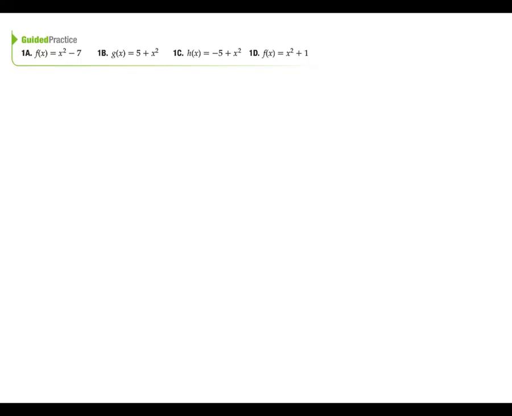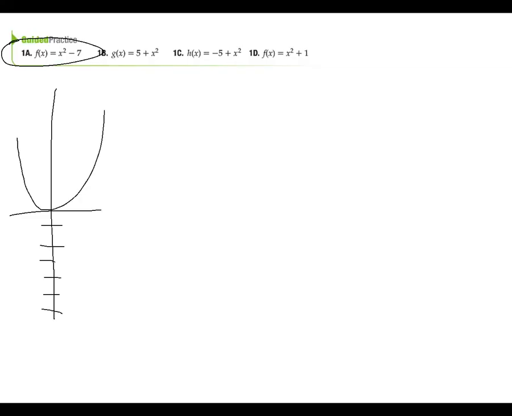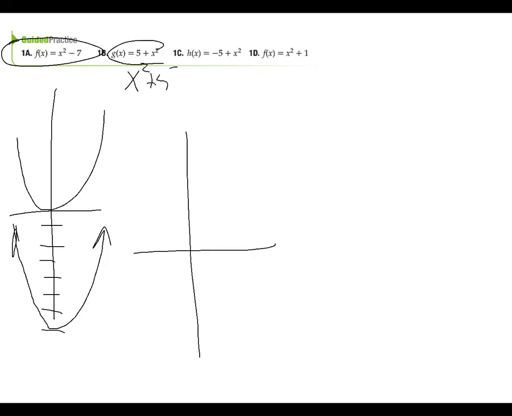All right, we're back. So 1a is going to be the graph shifted down 7 units. So if here's x squared, x squared minus 7 is going to be like that. Okay, this one, just be careful. Make sure you write it in standard form first. So this would be x squared plus 5. So that's going to shift the graph of x squared up 5 units.